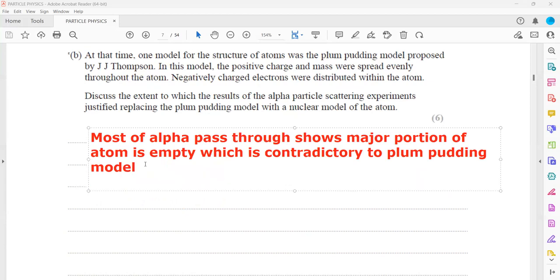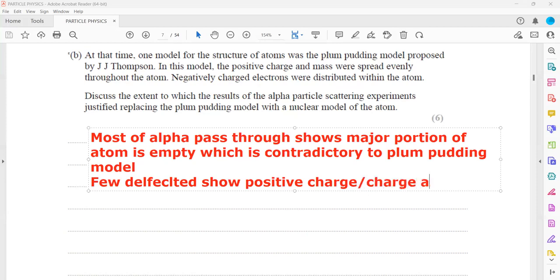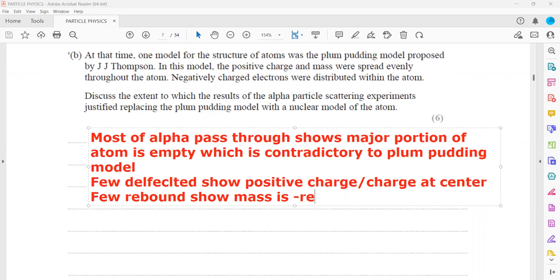Then a few of them are deflected, which shows the positive charge is there at the center. And a few of them bounce back. A very few rebound, which shows the mass is present at the center. So how you will score 3 marks: out of 6, 3 marks are for the observations and 3 marks for the conclusion.